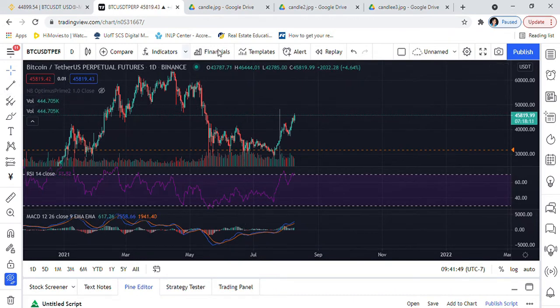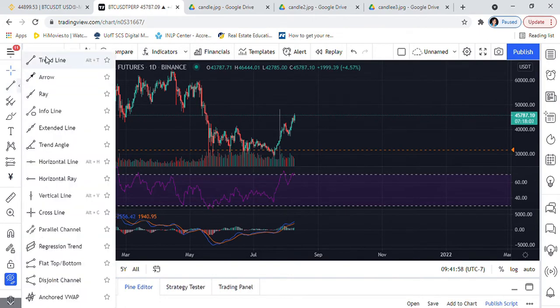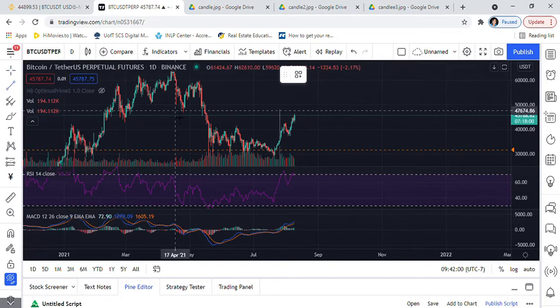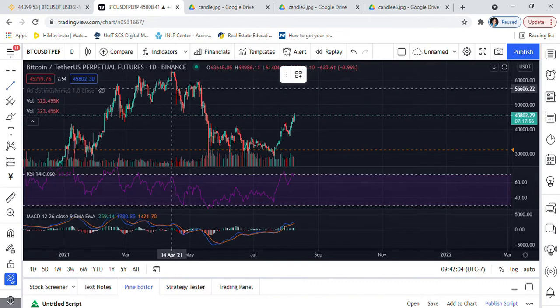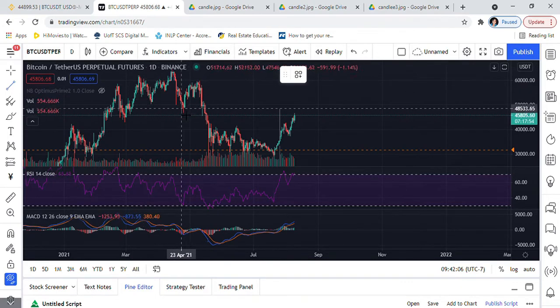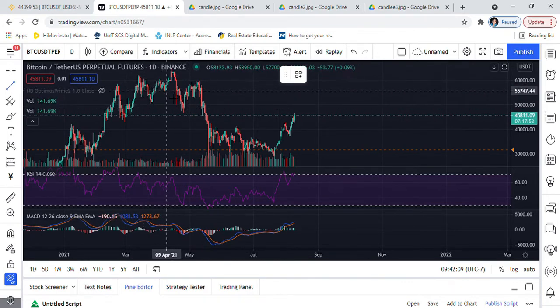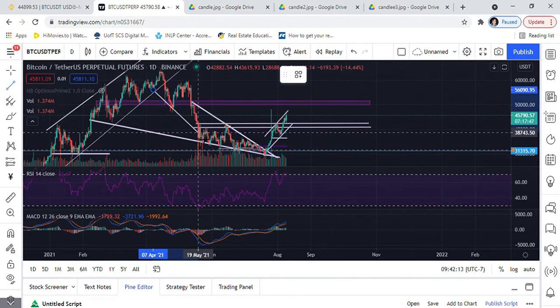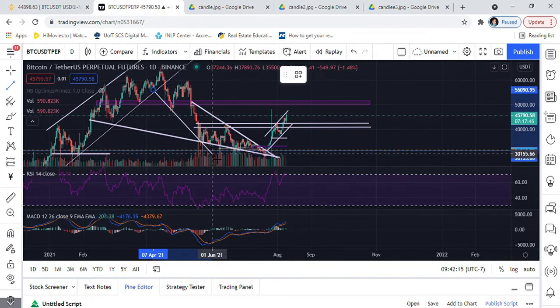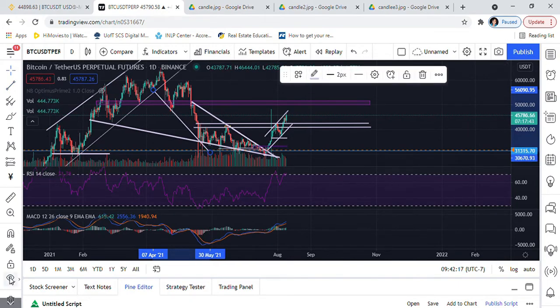To draw a line on TradingView, go to the left side, where there's a tool called Trendline Tools. You click on that, choose the first one, Trendline, and then you want to draw your line from the highest price it was at. Oops, my charts just showed up.